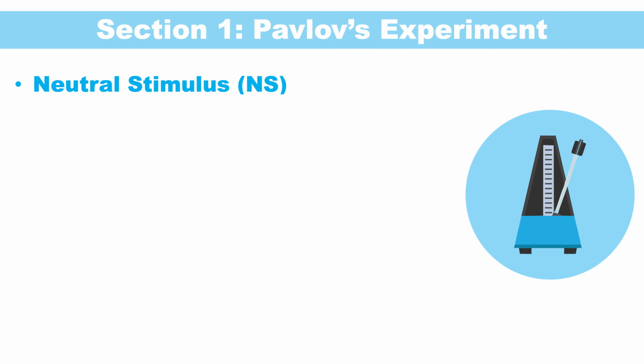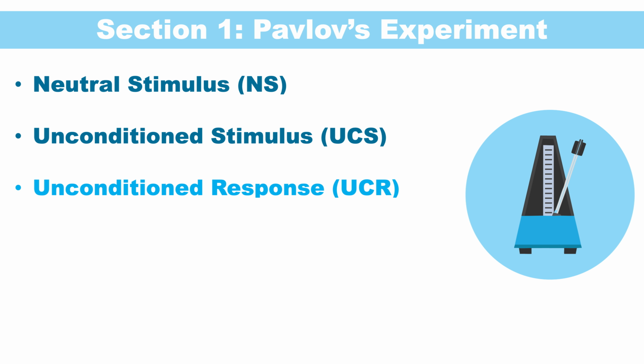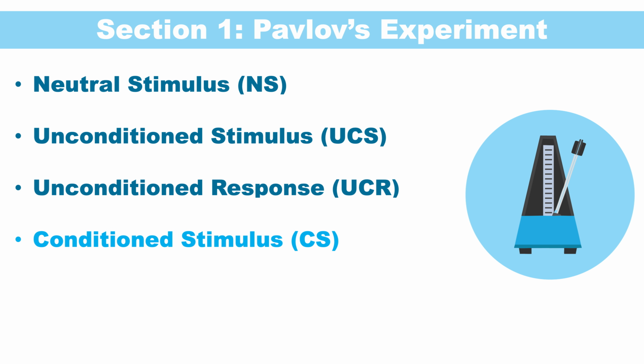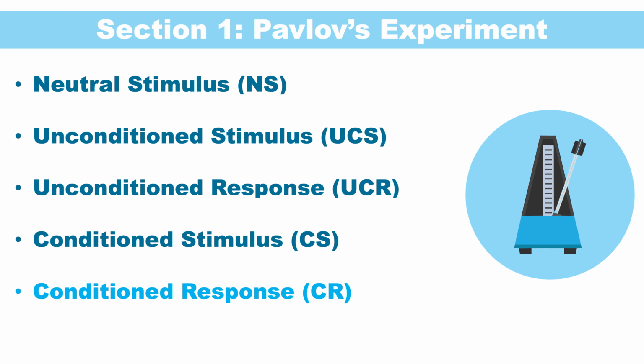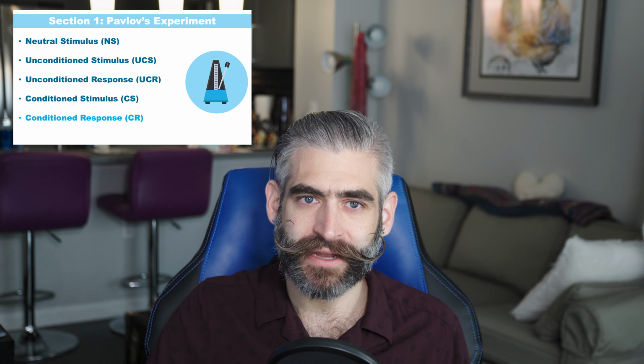In classical conditioning, we're going to be using very specific terminology. Let me introduce you to each. First, we have the neutral stimulus, or NS. Then we have the unconditioned stimulus, or UCS. There's the unconditioned response, or UCR, the conditioned stimulus, or CS, and the conditioned response, or CR. Let's take a look at what each of these was in Pavlov's experiment.